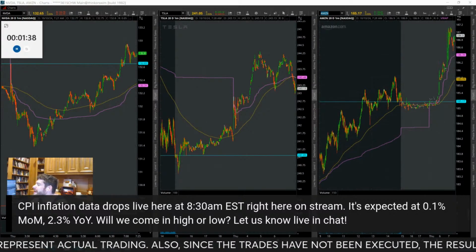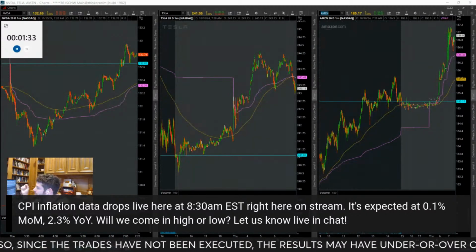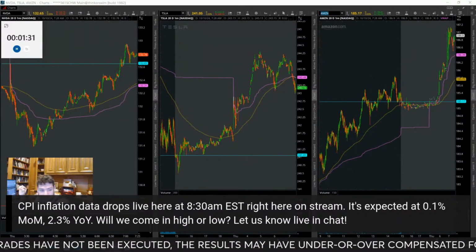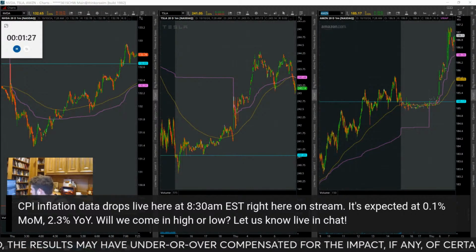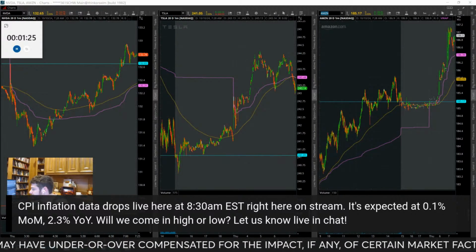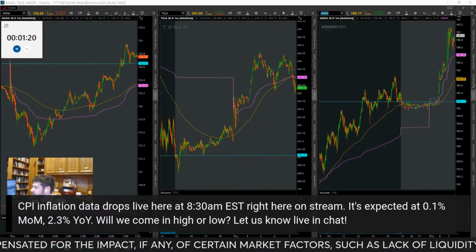I don't know. I'm going to guess. Again, straight up guess. Straight up speculation. I'm going to go with 2.4% and 0.2% month to month. Again, straight up guess. No freaking idea. All right, guys. Here we go. We got a minute and a half left.